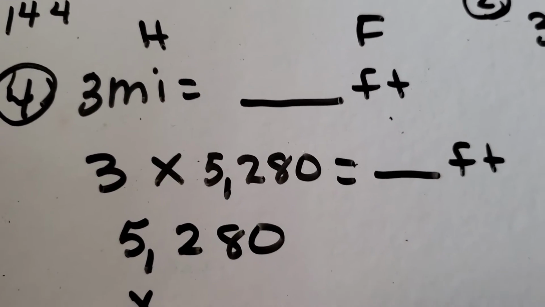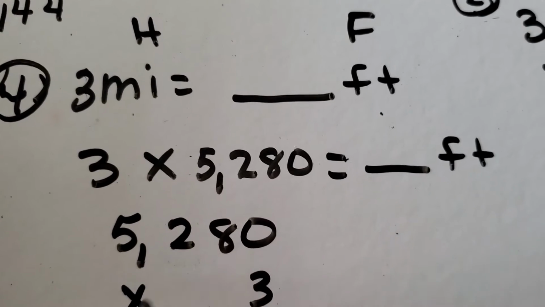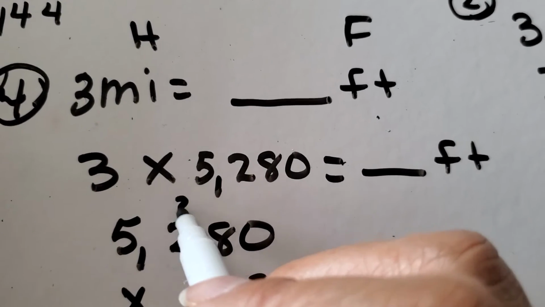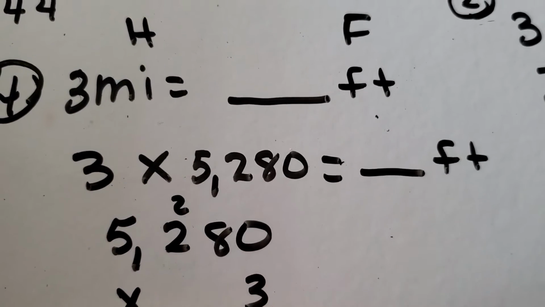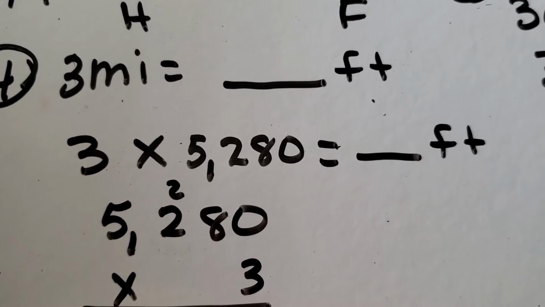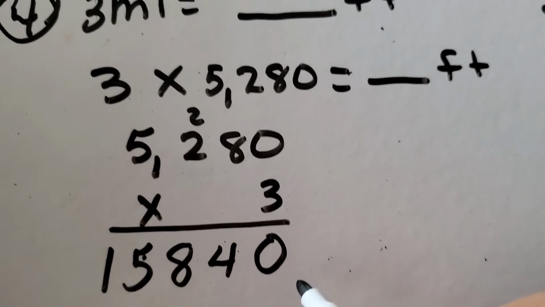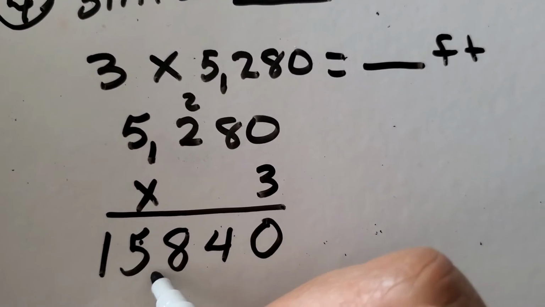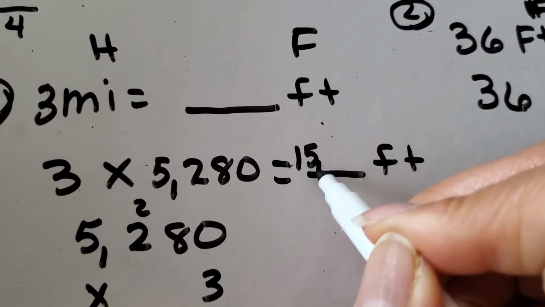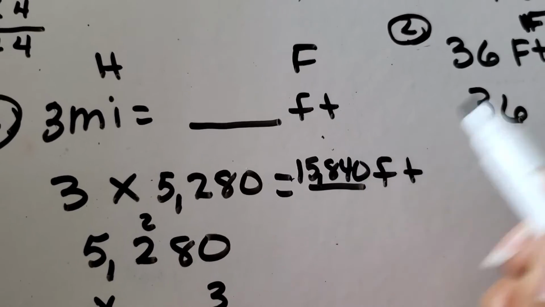5,280 times 3. 3 times 0 would give me 0. 3 times 8 is 24. Regrouping. 3 times 2 is 6. 6 plus 2 would give me 8. 3 times 5 would give me 15. You can't see that. 1, 2, 3. Place values over and you put a comma. So my answer would be 15,840 feet.